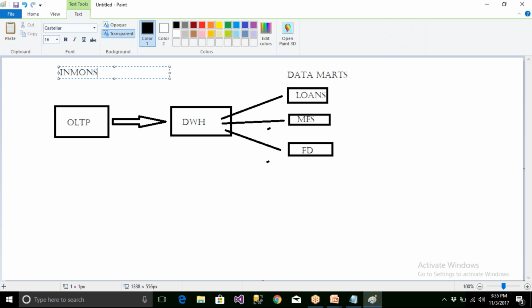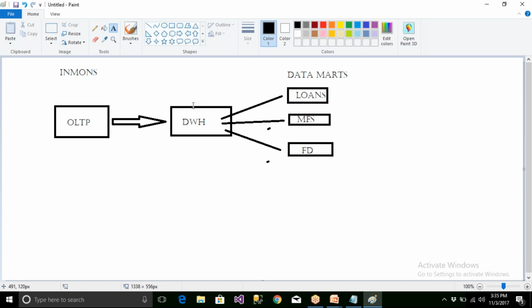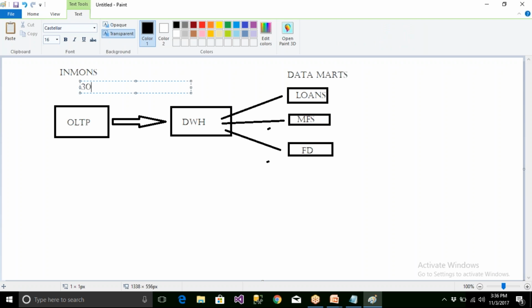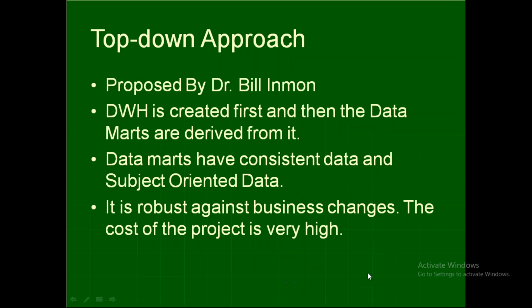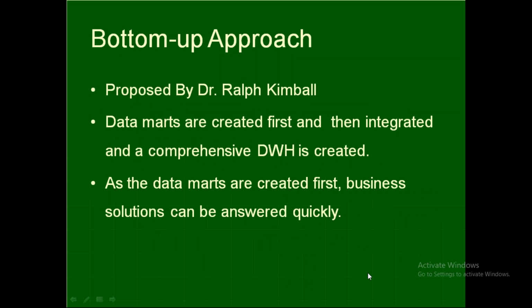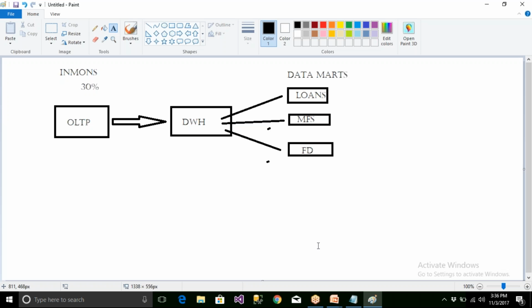So this is the enterprise data warehouse. Using this, you're going to create data marts. 30% of the companies are using this approach, but the remaining 70% are using Kimball's approach. It is a bottom-up approach proposed by Ralph Kimball. Data marts are created first and then integrated, and the comprehensive data warehouse is created using the data marts data. As the data marts are created first, business questions can be answered very quickly because here we focus much more on them.